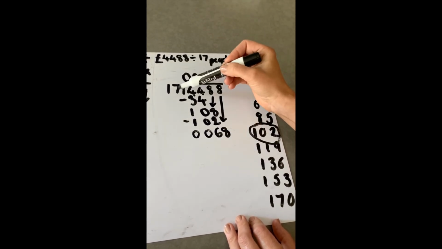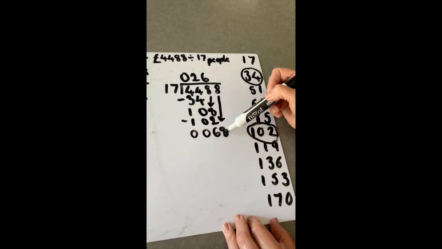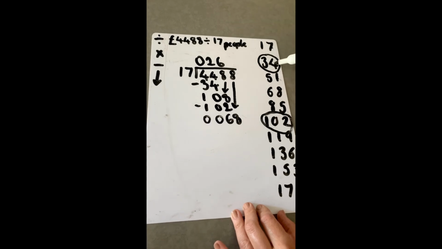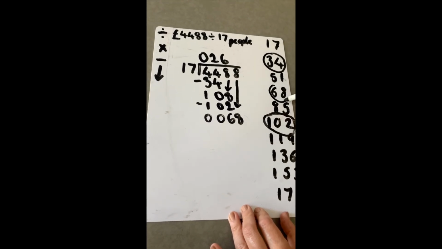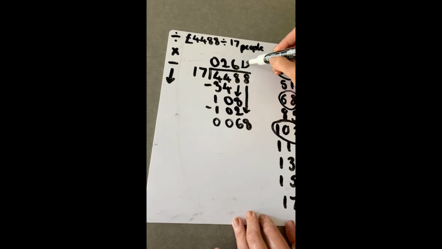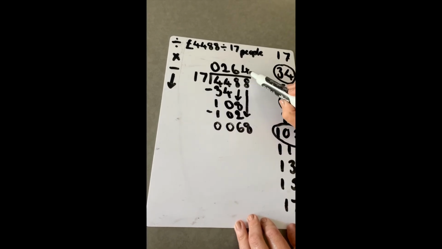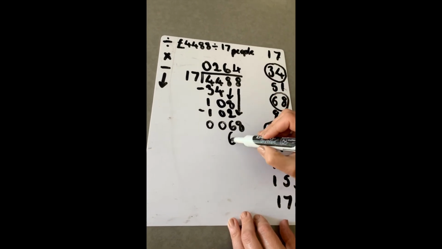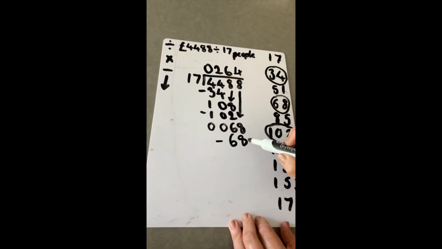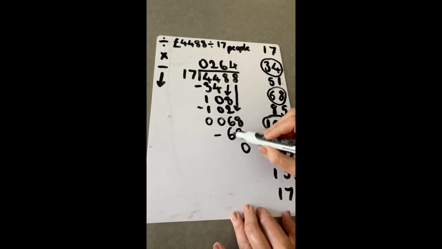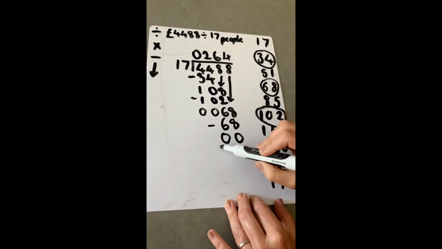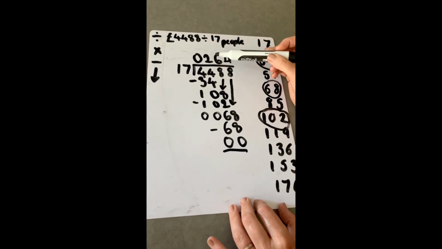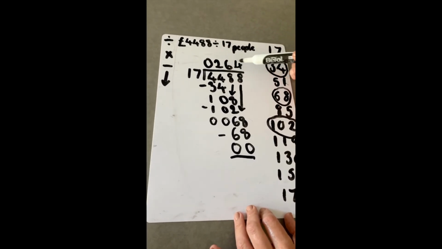So 17, let's see how many times it fits into 68. So 68 divided by 17 is 1, 2, 3, 4. The answer is 4. Okay, 17 times by 4, let's just check this. 1, 2, 3, 4. We know is 68. We can subtract these numbers. We know that 8 take away 8 is 0. 6 take away 6 is also 0. Because it's ended in 0 here, we know this is the end of the calculation. This is the answer. It's 264.